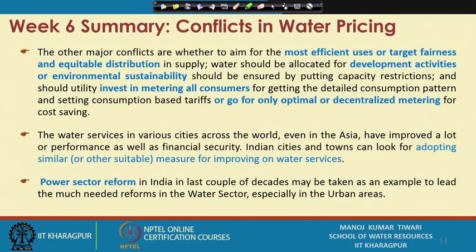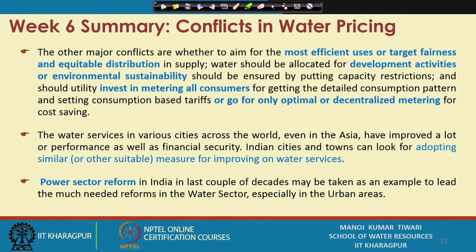The other major conflicts that were discussed in week 6 were conflicts that arise over issues like whether to aim for the most efficient uses or target fairness and equitable distribution in supply. One can target the economically efficient uses where water has the potential to generate maximum gains, or target fairness and equitable distribution during the supply or sectoral allocation of water. The other point of conflict could be whether water should be allocated for development activities or should be reserved for environmental sustainability.